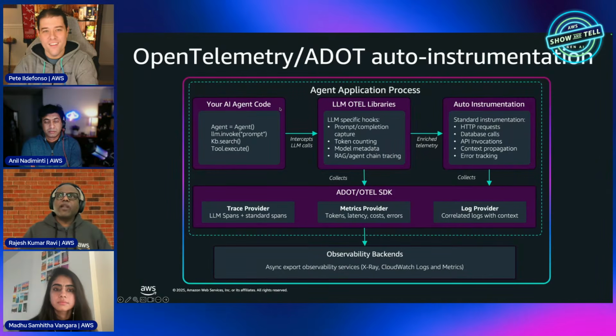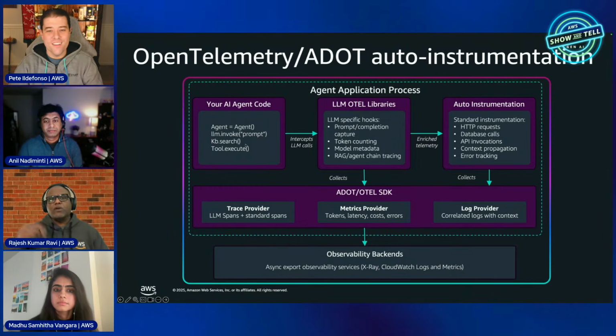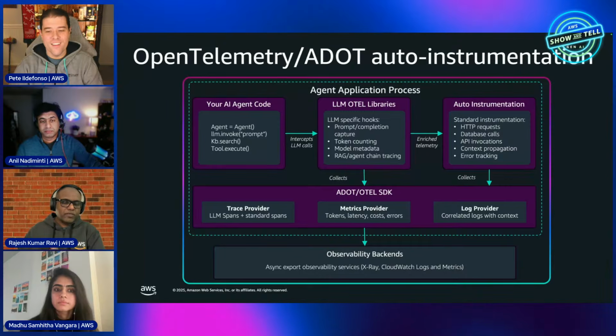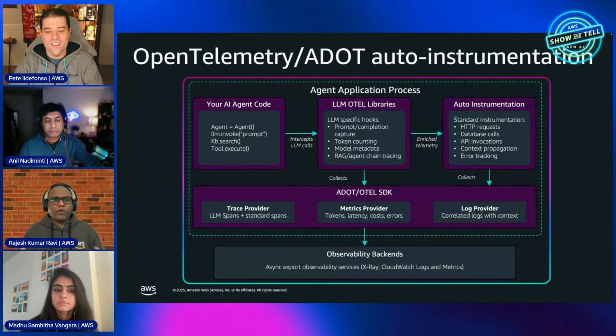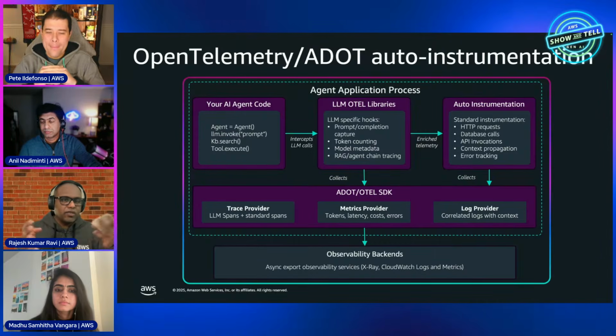So imagine your application code. This is the agent code that you wrote here, which is basically initializing an agent, making an LLM call, and then calling some kind of knowledge-based search, and then doing some tool execution. This is your code. You have not done anything to say log these messages or anything like that, right?